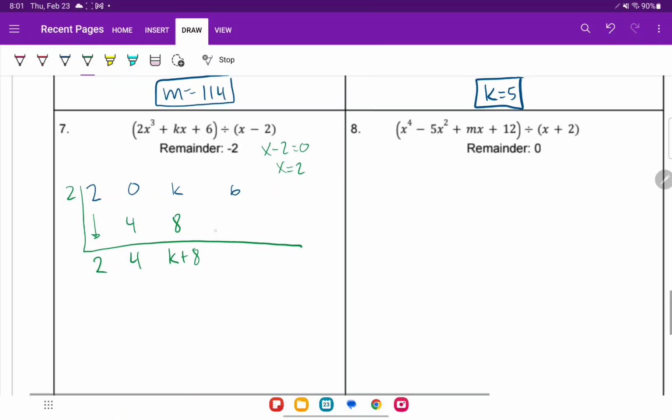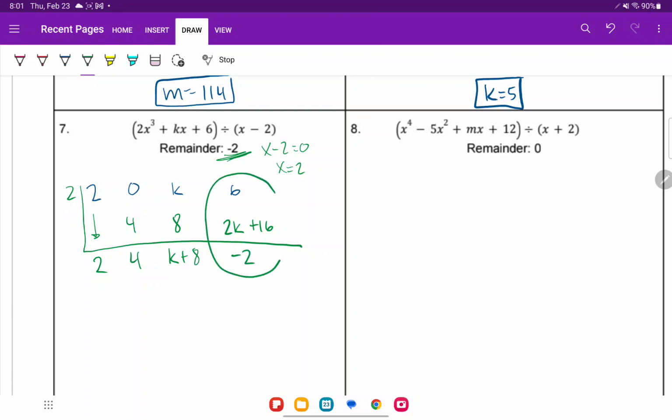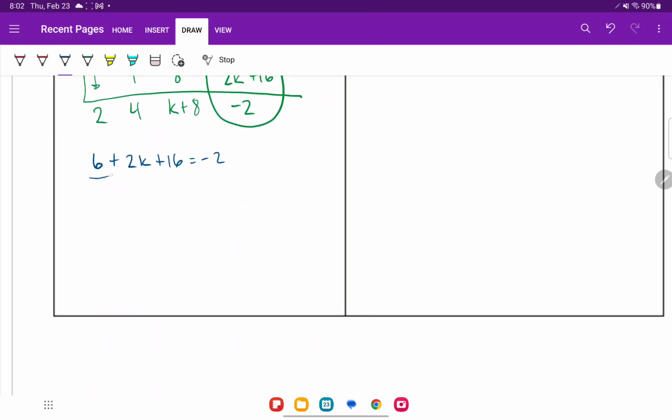So in this case, 2 times k is 2k. 2 times 8 is 16. And we know our remainder is -2. Okay, so we're going to take this, set up our equation, and solve it. So 6 plus 2k plus 16 is equal to -2. So I can combine 6 and 16. That's going to give me 22.